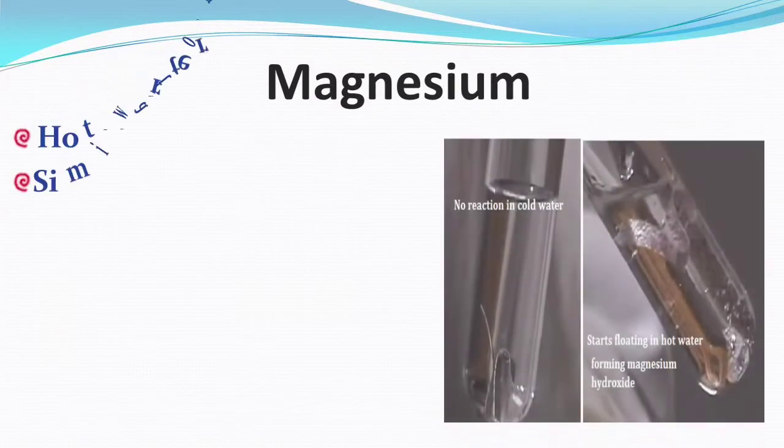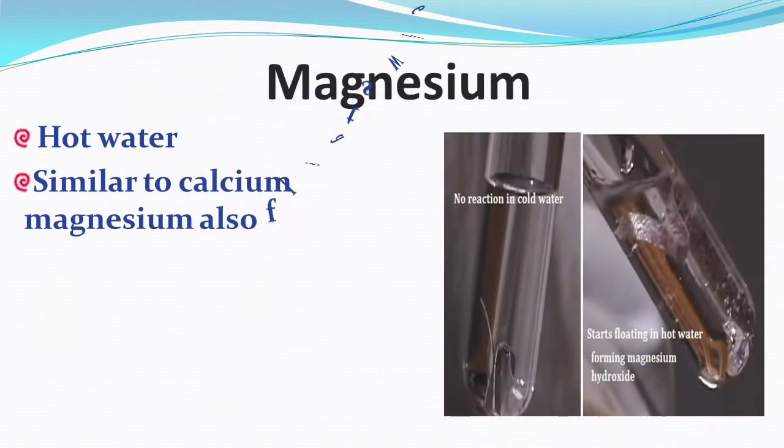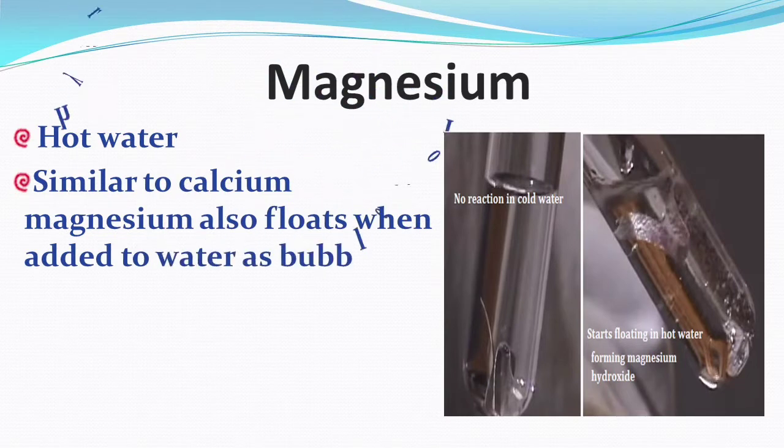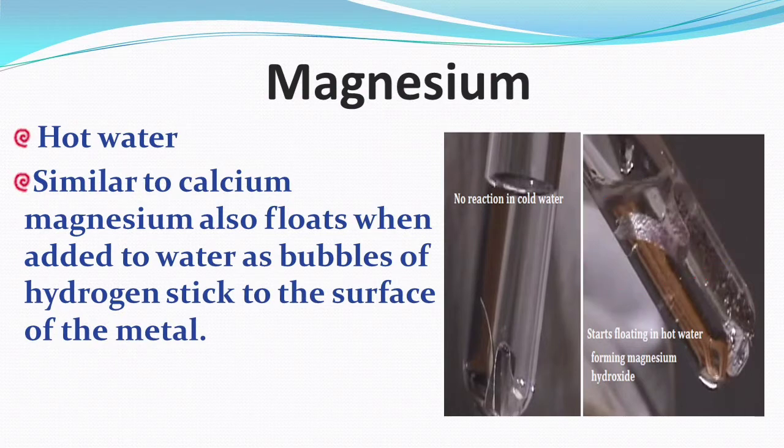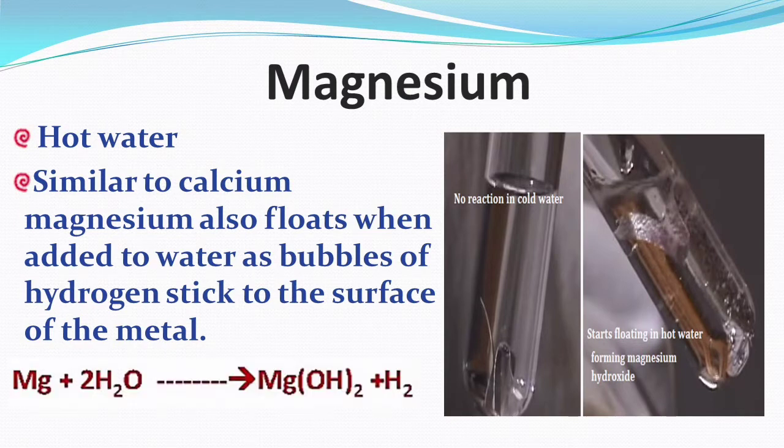Magnesium is a metal that does not react with cold water. Magnesium reacts only with hot water. Similar to calcium, magnesium also floats when added to water as the bubbles of hydrogen stick to the surface of the metal. The balanced chemical equation for this reaction is Mg plus 2H2O gives Mg(OH)2 plus H2.